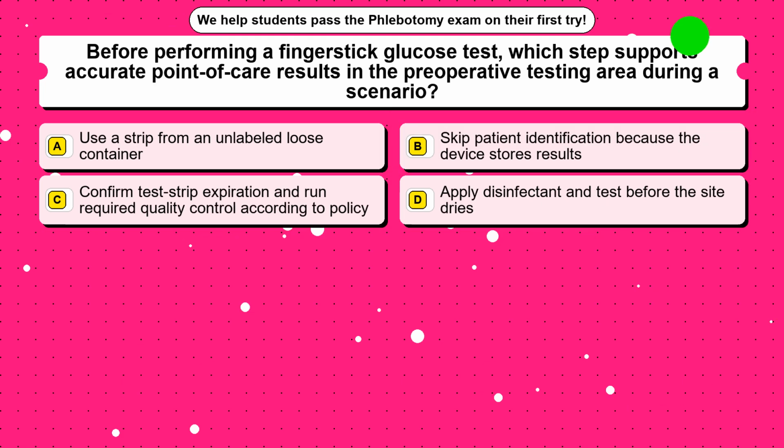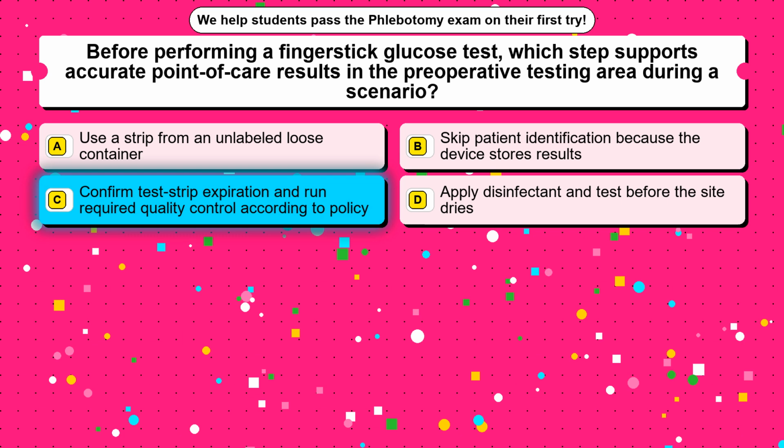Question 70. Before performing a fingerstick glucose test, which step supports accurate point-of-care results in the preoperative testing area during a scenario? Option A, use a strip from an unlabeled loose container. Option B, skip patient identification because the device stores results. Option C, confirm test strip expiration and run required quality control according to policy. Option D, apply disinfectant and test before the site dries. The correct answer is option C, confirm test strip expiration and run required quality control according to policy.